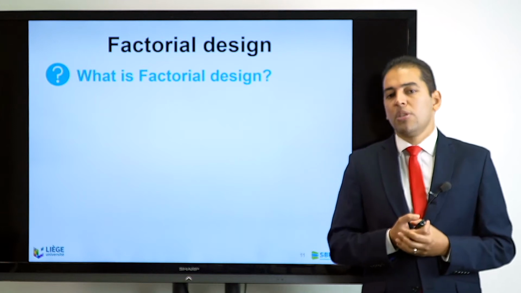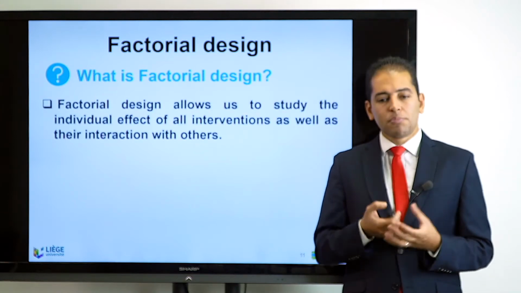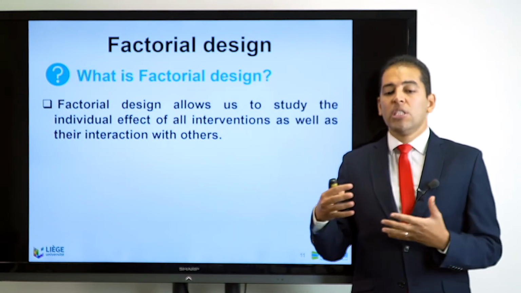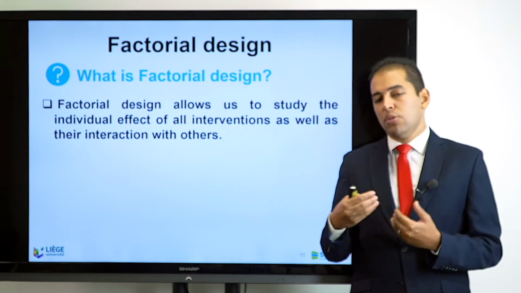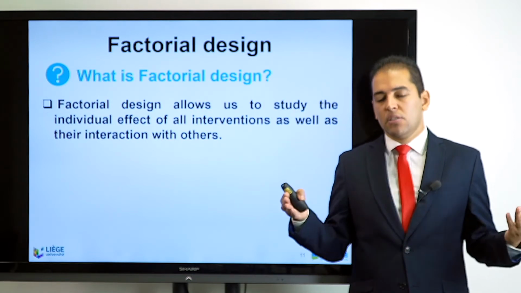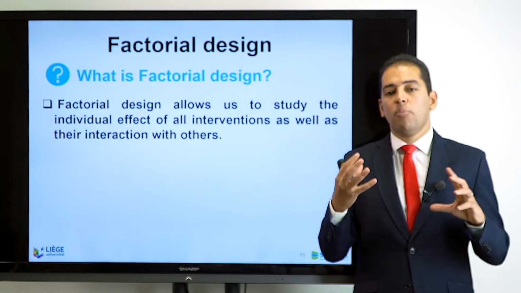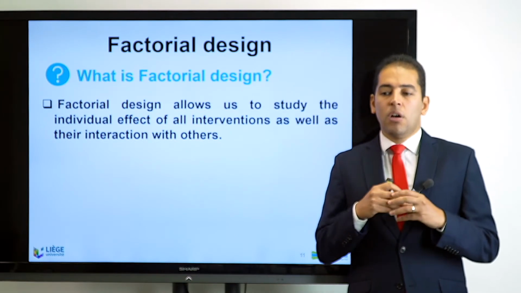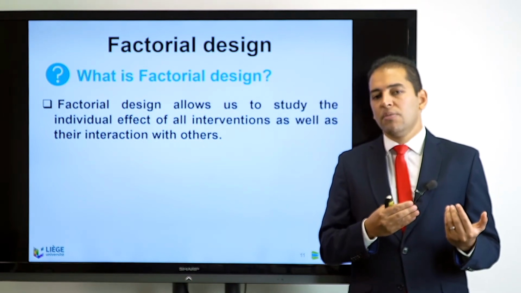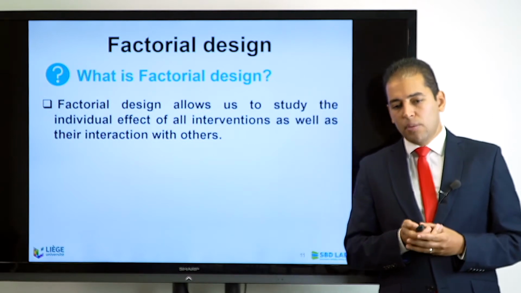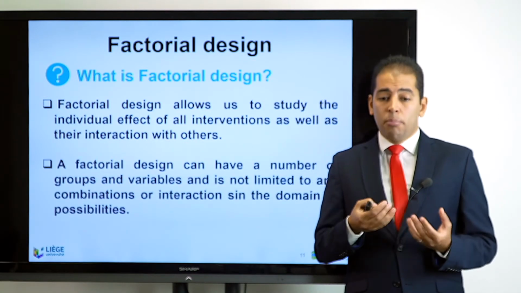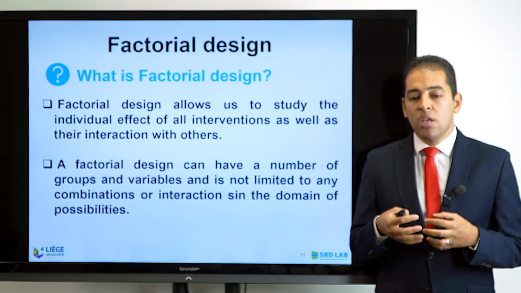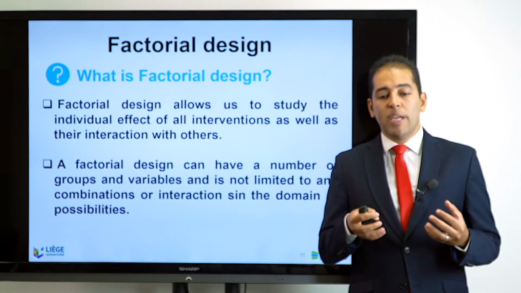This is part of the introduction because many people don't know what factorial design is. Factorial design is simply allowing us to study the individual effect of all interventions as well as the interaction with others. So it is a multivariate approach that allows more complexity in our testing of the cause-effect, and it allows us to go beyond one single independent variable and one single dependent variable. A factorial design can have a number of groups and variables, and it is not limited to any combination or interaction in the domain of possibility.